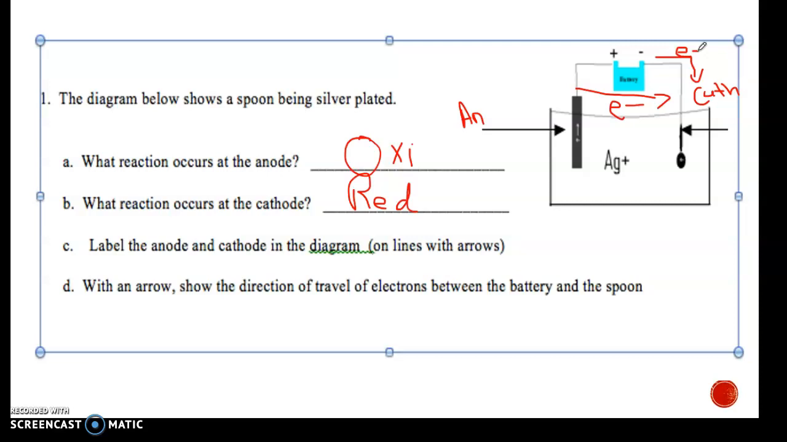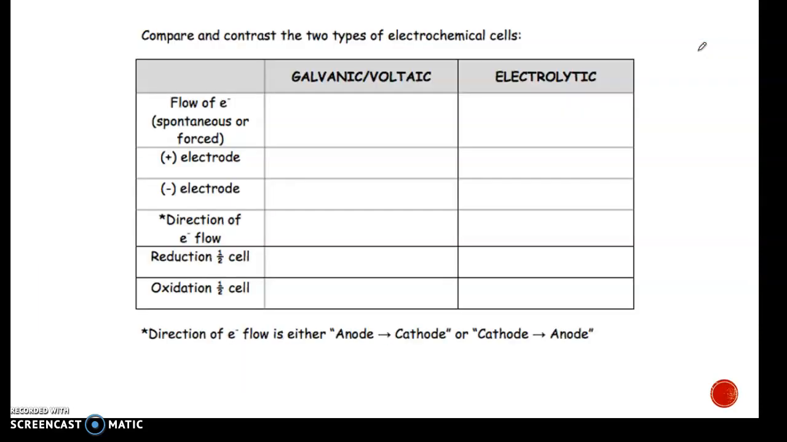So let's go ahead and differentiate the two. So we know that a voltaic cell, which is also known as the galvanic cell, is a spontaneous reaction. And we know that electrolytic is a non-spontaneous reaction. If you're confused on what a spontaneous and non-spontaneous reaction is, go ahead and look back at lesson 13's video to help you with that.